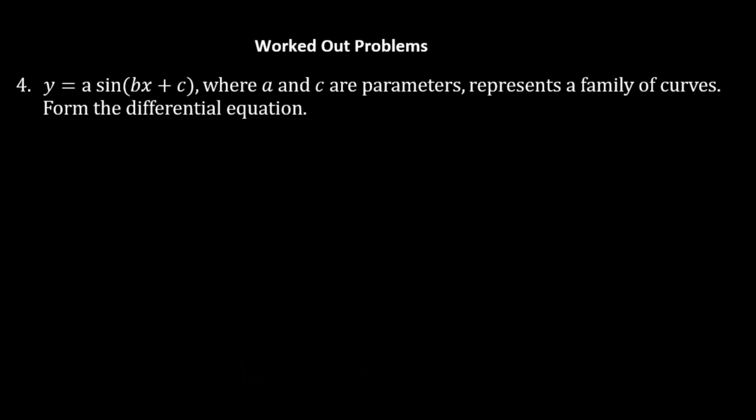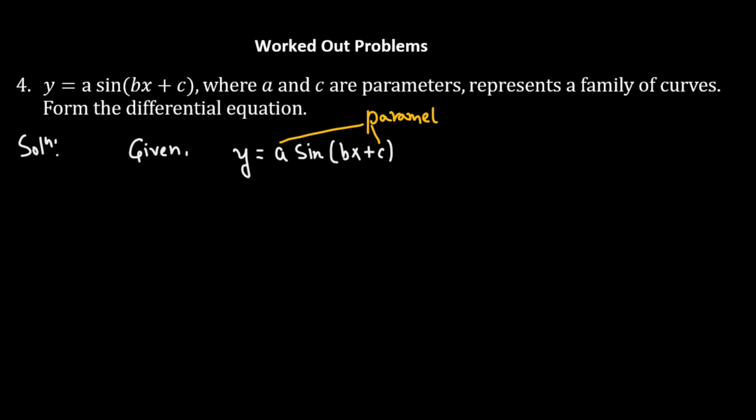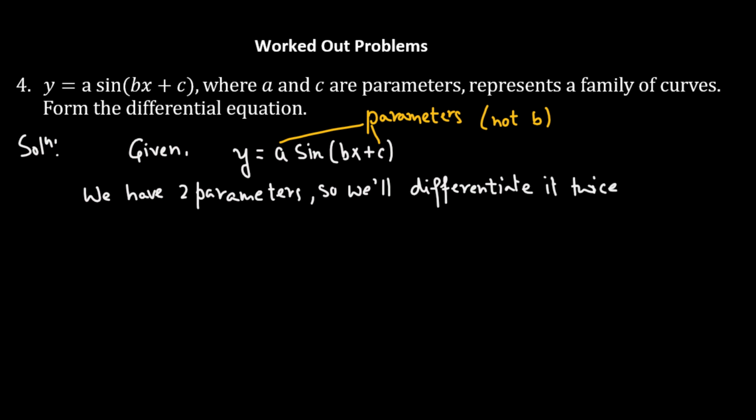Problem number 4. y equals a times sine(bx plus c), where a and c are parameters, represents a family of curves. Form the differential equation. Here we are given the function y equals a times sine of (bx plus c). Here a and c are the parameters, not b. So that means we have two parameters and we will differentiate it twice with respect to x.